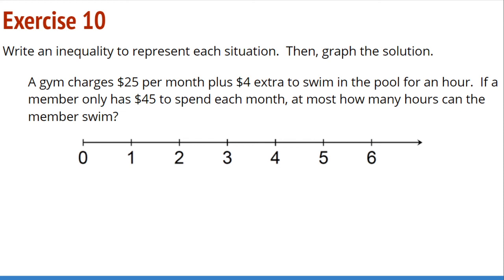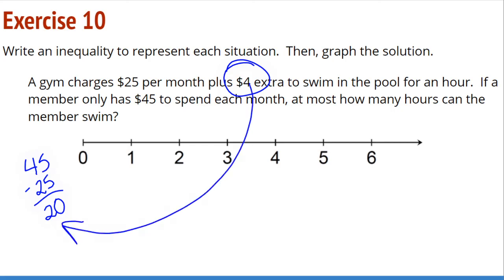Two-part problem here. $25 is a flat rate, so I have $45 to spend, but I have to spend $25 just on the membership fee, which is going to leave me with $20 to spend on the swimming. And it's $4 per hour to swim. 4 times 5 gives me 20, so 5 hours.